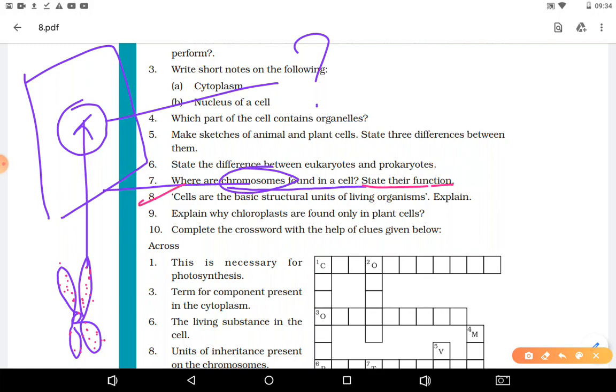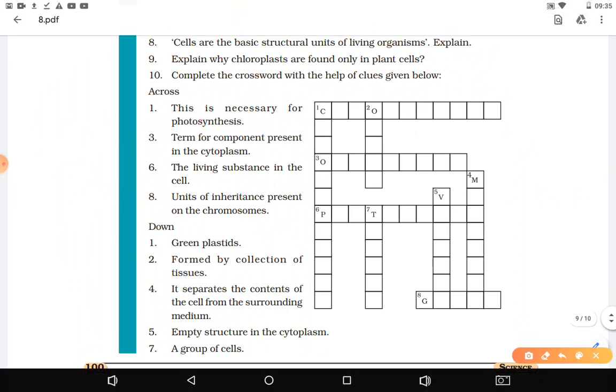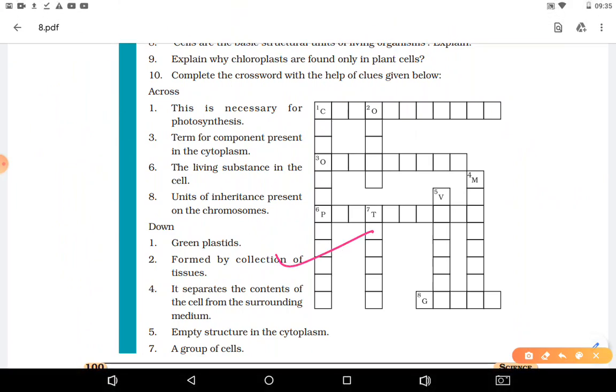Then why the cells are known as the basic structural unit of the organism, in the very beginning we have done. Then next is why chloroplast are found only in the plant cell. Because the plant cell, they are performing the important function of the photosynthesis, which is not performed by the animal cells. So that's why the plastids which are present in the plant cell, they contain the chloroplast. This crossword है यहाँ पे, ये भी आप कर सकते हैं अगर आपने करना है.